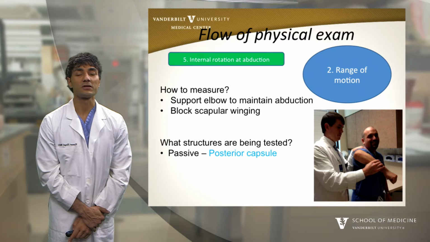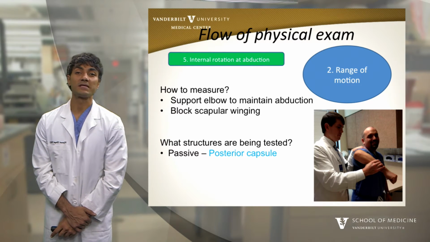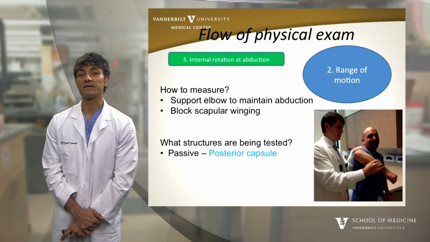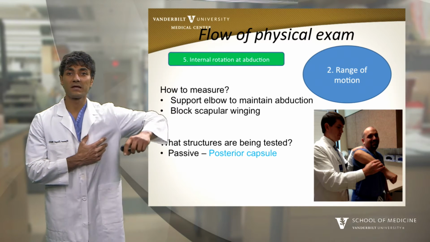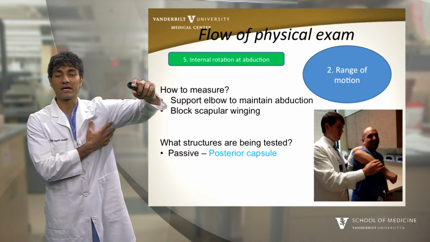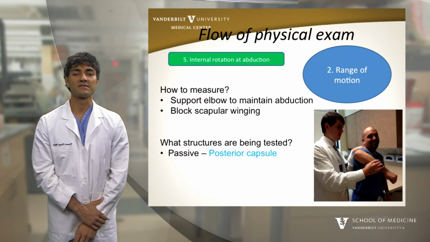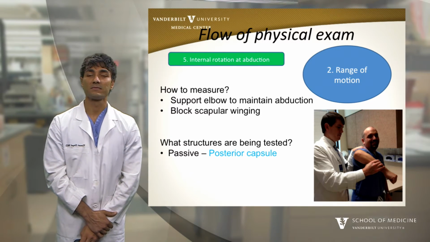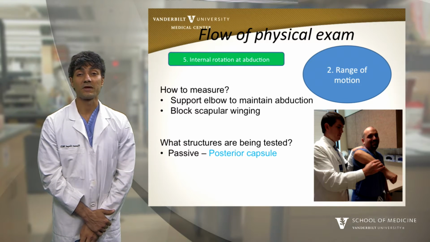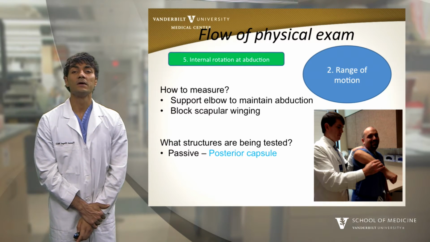Then in the same motion, instead of going externally, you have them internally rotate. Again, abduct the arm to 90. You support the elbow and have them internally rotate their arm. And this will give you a sense of how tight their posterior capsule is. That wraps up range of motion testing, and then you can move to strength testing.